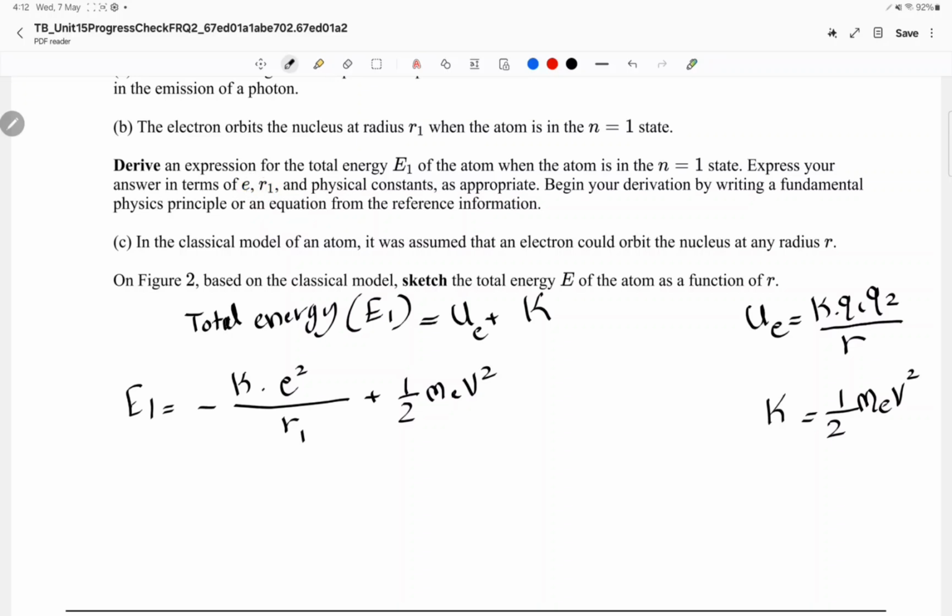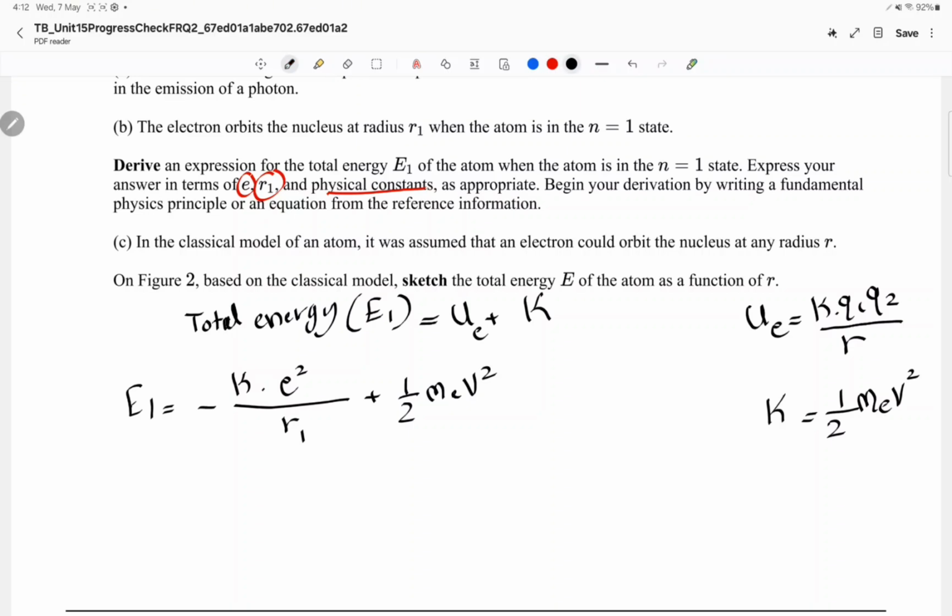So now we took care of the e. We gave them e. We gave them r1. We gave them physical constant, okay, which is the k. But we're still running into issues because they said, only these symbols. Right now I have to take care of the me and also of the v. They got to be removed somehow.